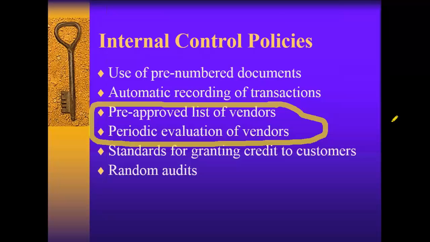We also want to take periodic evaluation of vendors. So periodically, we want to look at vendors that are in our system that we haven't had business with for 5 or 10 years, and maybe 2 or 3 years. Maybe take them off the list. Maybe you want to use them again, but when we bring them back, they need to go through that approval process just like everybody else.